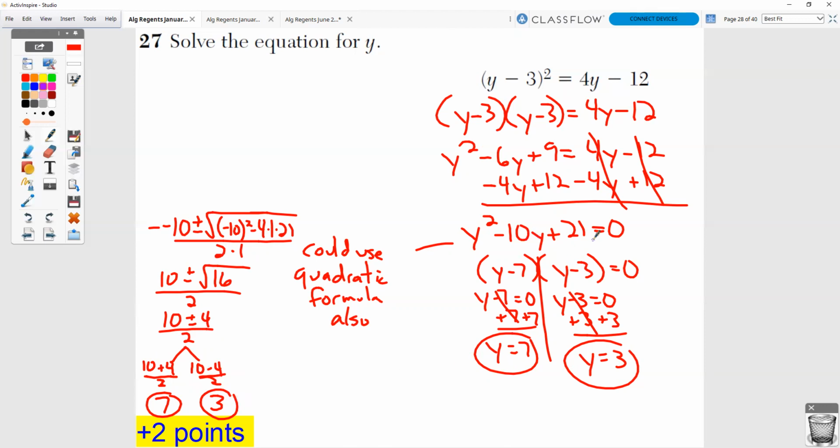You could do completing the square. I highly doubt that people would do that, however. So 1 point for each of those answers. As long as you got it down to this trinomial equals 0, you would at least get 1 point.